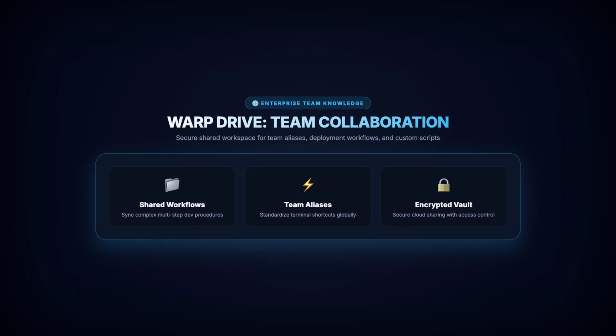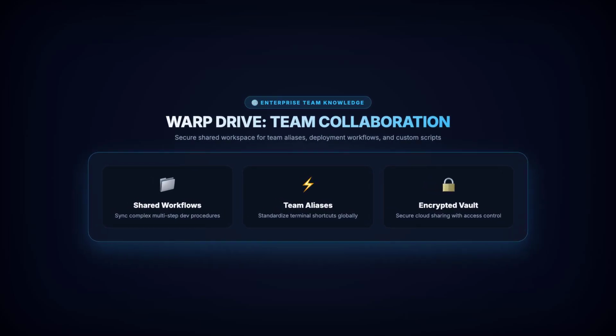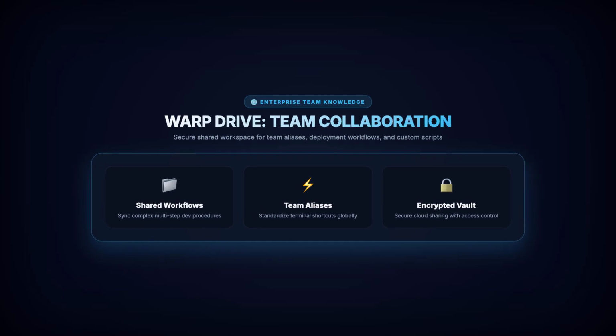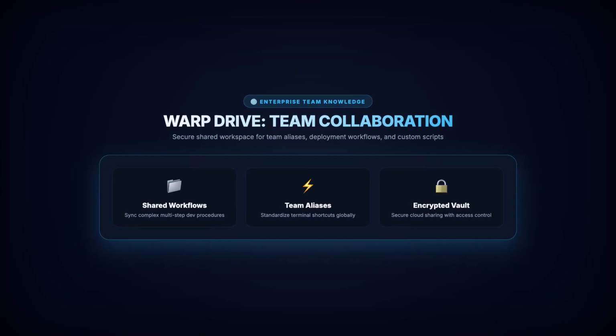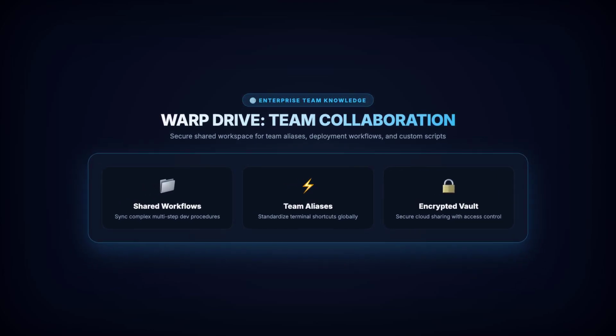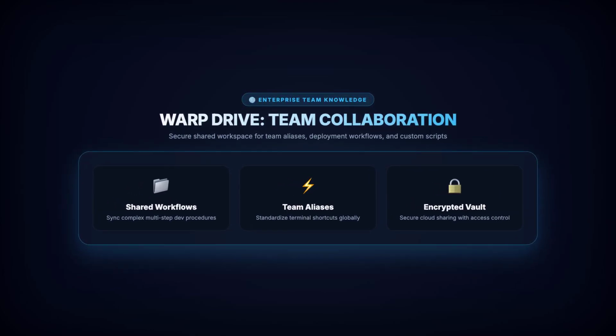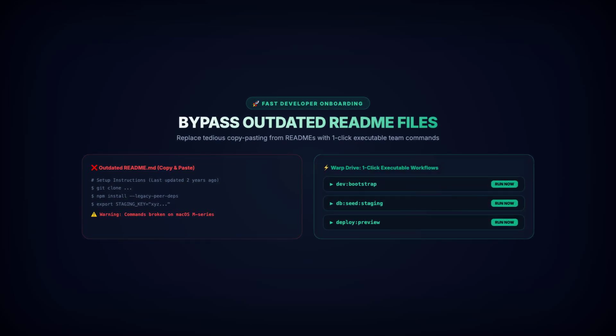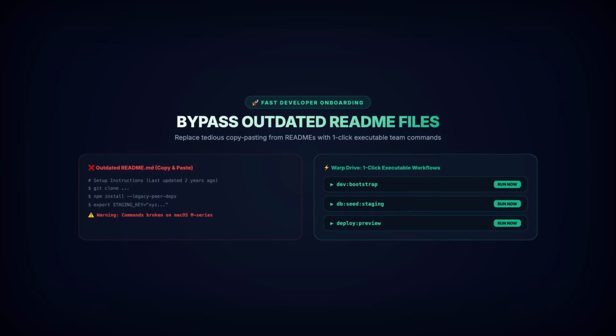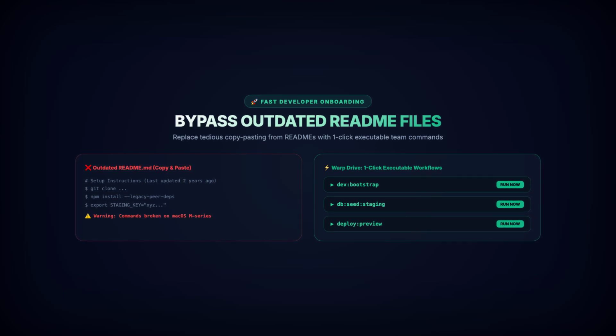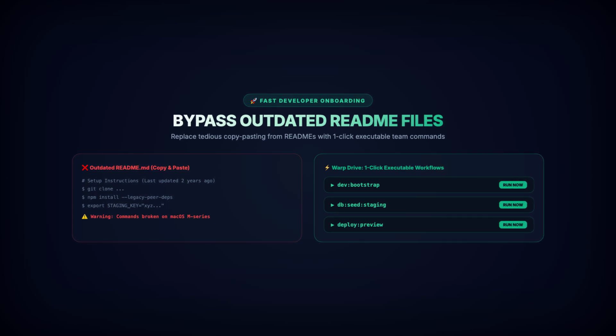For team environments and developer collaboration, Warp introduces features that go far beyond individual productivity. It includes Warp Drive, a secure space where you can save, categorize, and share terminal workflows, aliases, and custom scripts across your team. Instead of burying setup instructions or deployment commands inside outdated README files that team members have to manually copy and paste, Warp Drive keeps shared commands accessible right inside the terminal interface. Teams can standardize their workflows, ensure environment consistency, and onboard new developers much faster.